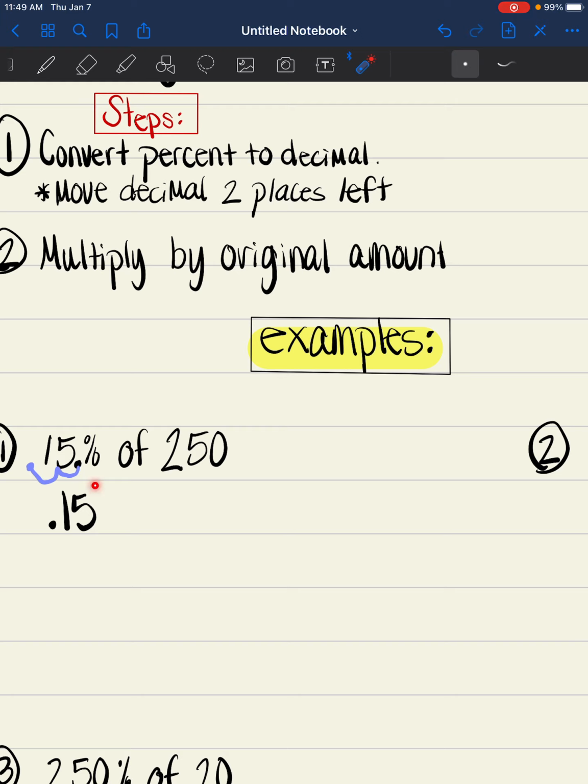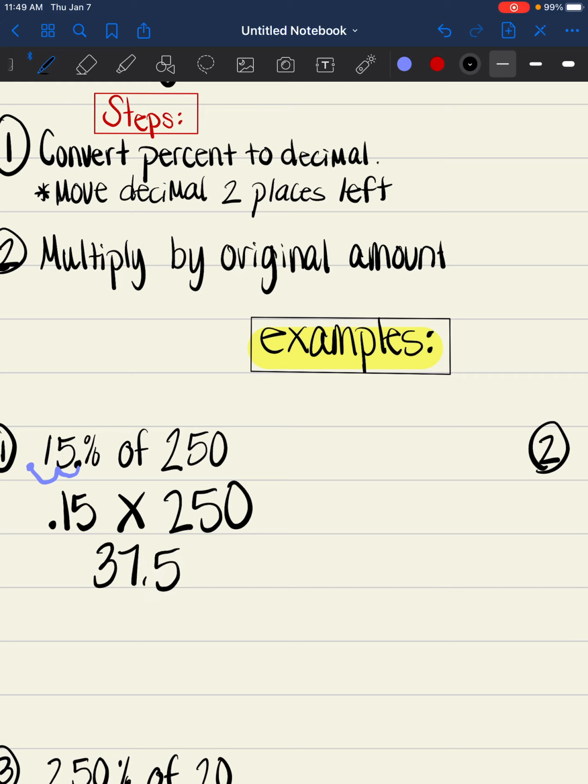And then our next step is to multiply that by the original amount. So we're just going to take that 0.15 and multiply it by 250 because we all know the word of in math tells us to multiply. Okay, and when we do that and we say 0.15 times 250, we get 37.5. Okay, so 15% of 250 is 37.5.